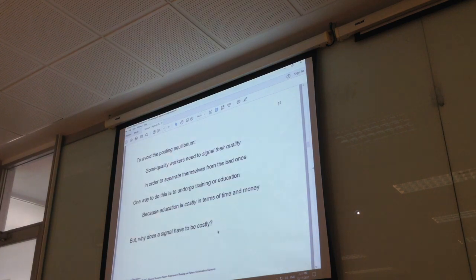So to avoid the pooling equilibrium, suppose you are good workers, good job applicants, good quality graduates. How would you signal in the job market? How would you signal your quality?